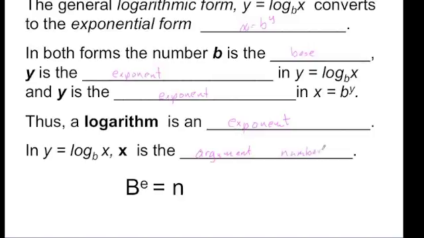as the number. Another way to look at this is if we go with this equation, b to the e equals n, b is the base, e is the exponent, and n is the number, and that changes to the log form that e, the exponent, equals the log base b of the number n. So these might help you remember what's what as we're doing things.